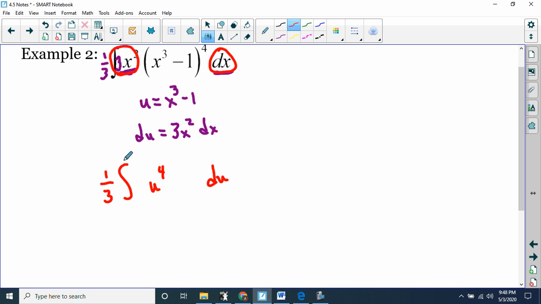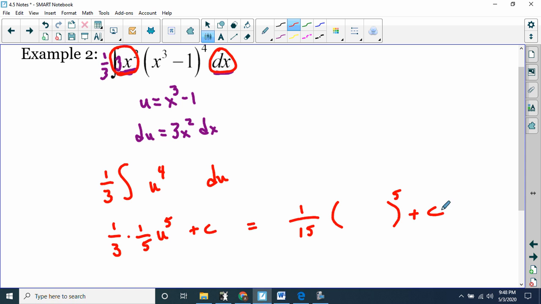Now I can integrate it. Now it's the integral of just u to the 4th. We know how to integrate u to the 4th. The integral of u to the 4th: add 1 to the exponent, and divide by that guy. 1/3 times 1/5 is 1/15. I've got u to the 5th plus c, and u is the same thing as x cubed minus 1.